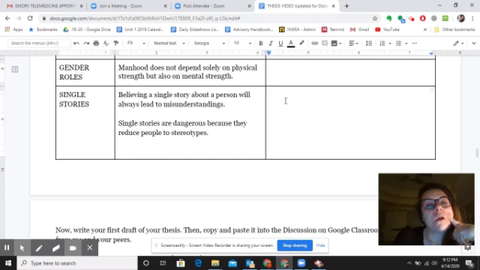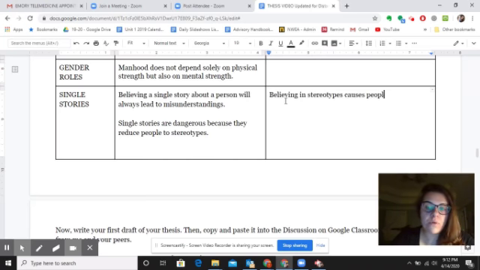So, okay, believing a single story about a person will always lead to misunderstandings. Well, I know single story and stereotype are synonyms, so I can say, I'm putting this in my own words, believing in, spelling. See that red squiggly line? I'm often amazed by how many of you turn in work with red squiggly lines. If you don't have spell check on, I'll show you how to do that in just a second. Check your spelling. Believing in stereotypes. That one's perfect.